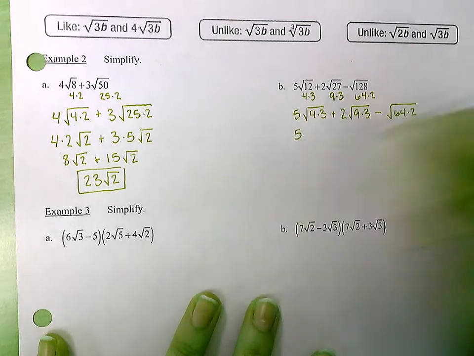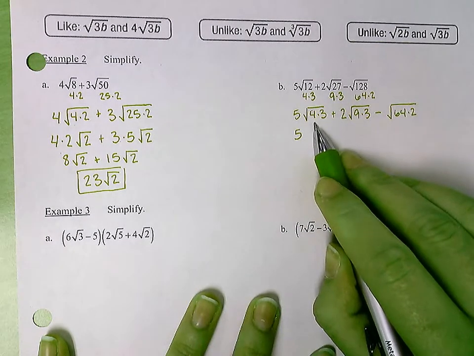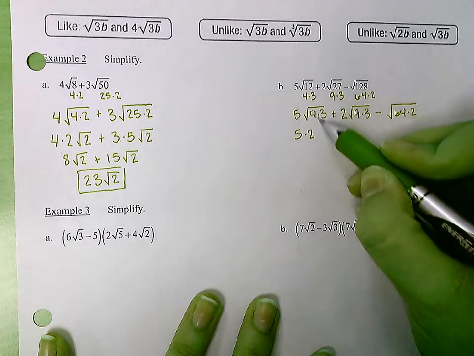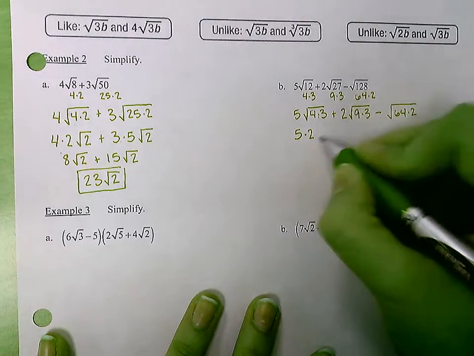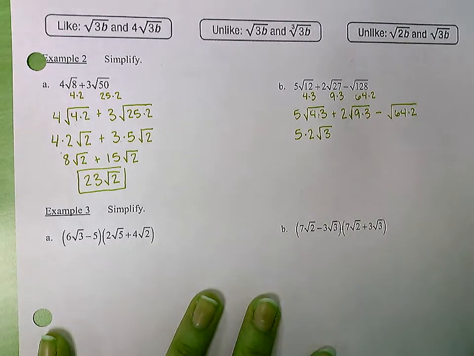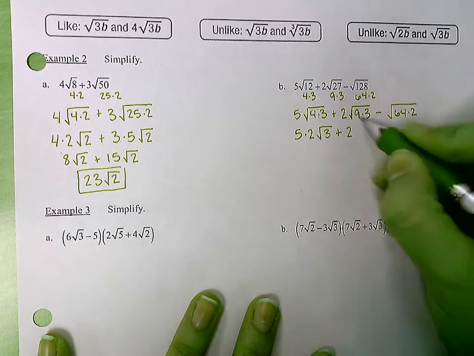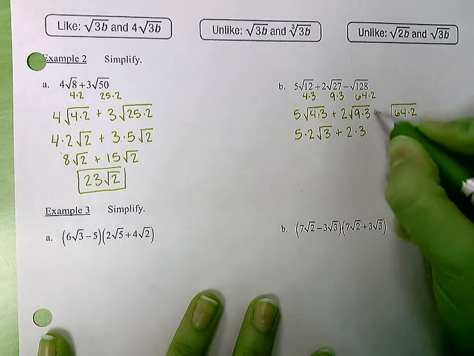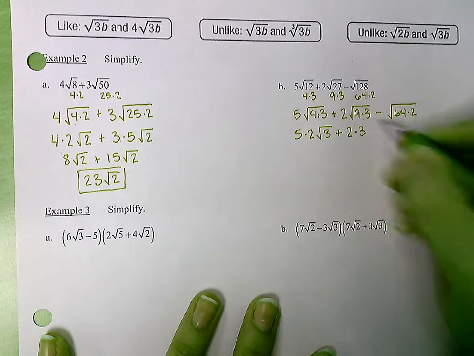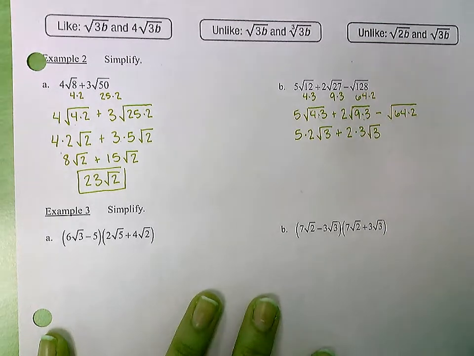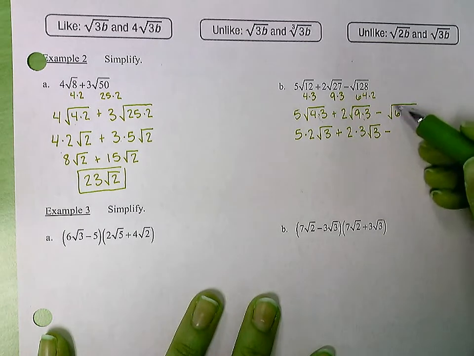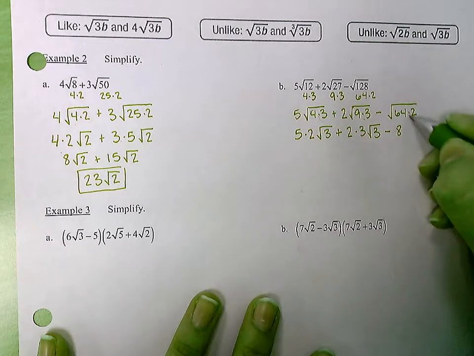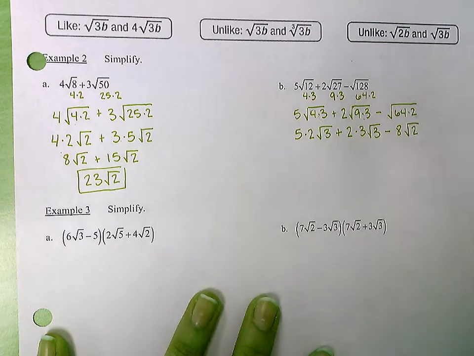All right, so I still have 5 on the outside. The square root of 4 is 2, so I can multiply 5 by 2. What's left underneath that radical is the square root of 3, plus 2 times the square root of 9 is 3. Then again, I have a square root of 3 left after I take that. Then minus the square root of 64 is 8. And I'm left with that 2 underneath that radical.